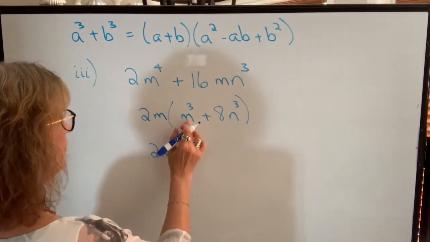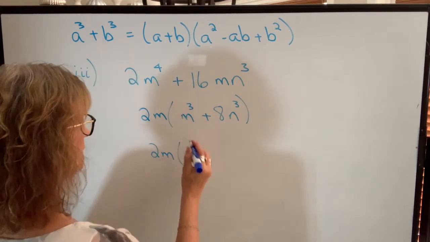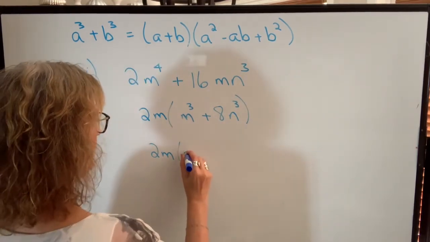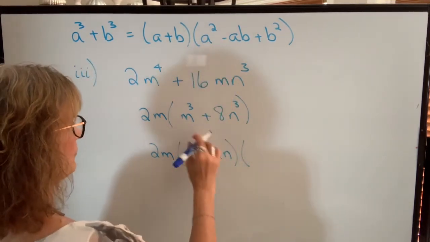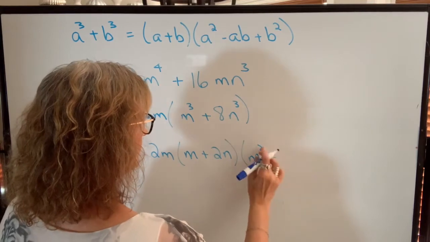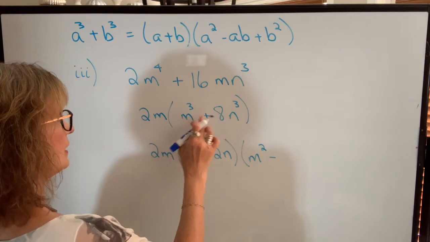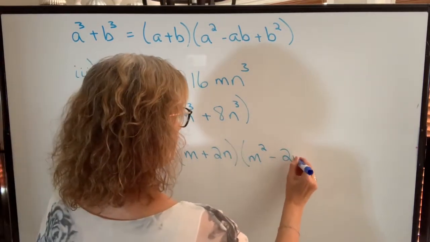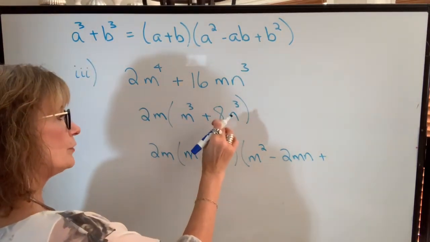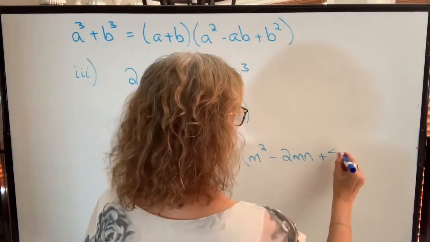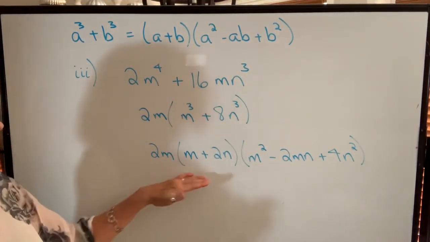So my A is like the m, and my B is like 2n. So I'm going to have m plus 2n, and I'm going to have m squared minus a times b. In this case, it would be 2n times m, so 2mn, plus b squared. 2n squared will give you 4n squared. And now we've completely factored.